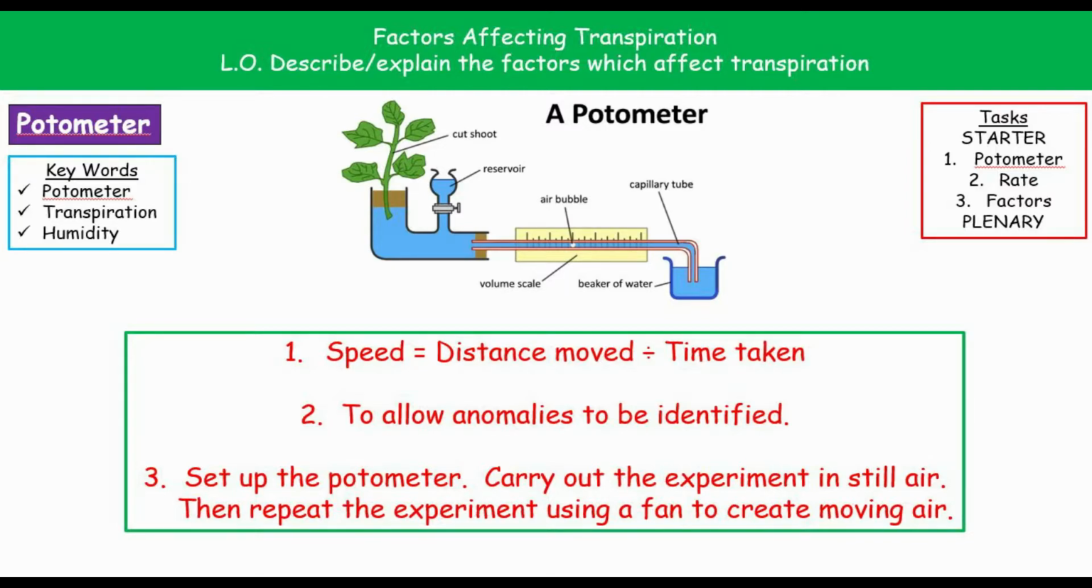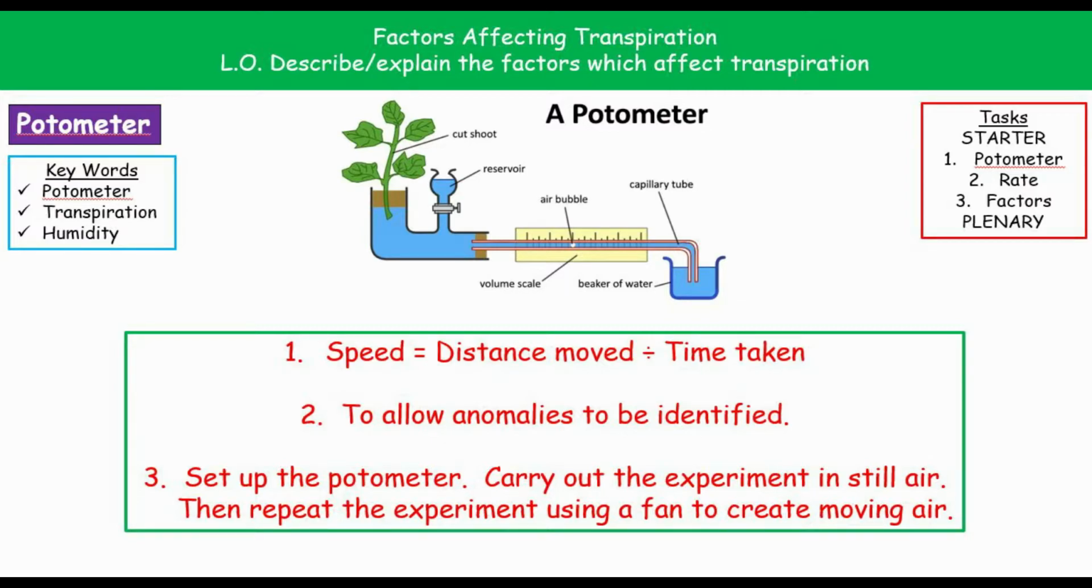Question two, the reason we repeat it is because if we only did it once, we may have done something a little bit strange. We could have developed an anomaly as our result. Now, if we only do it once, we'll have no idea that it is actually an anomalous reading. So what we need to do is do it multiple times to then allow us to identify those anomalies and obviously remove them before we calculate the mean.